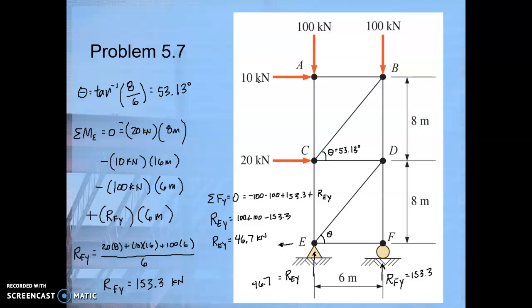So we have a 20 and 10 kilonewton lateral force being applied to this truss. So 20 plus 10 is 30, and so the reaction at E in the x direction is equal to 30 kilonewtons. So now that we know our reaction forces and our missing geometry, we can begin our truss analysis using the method of joints.